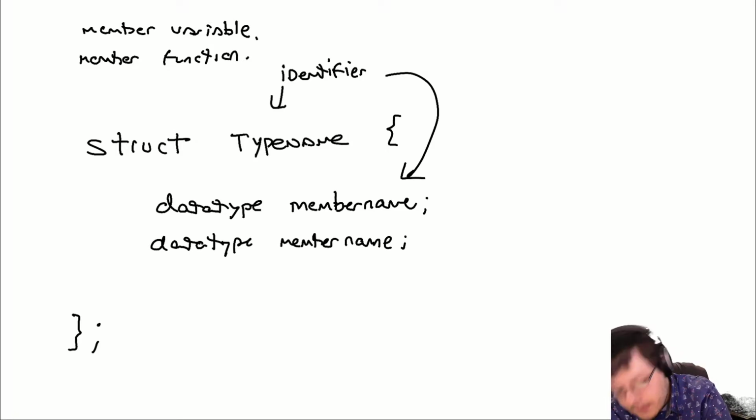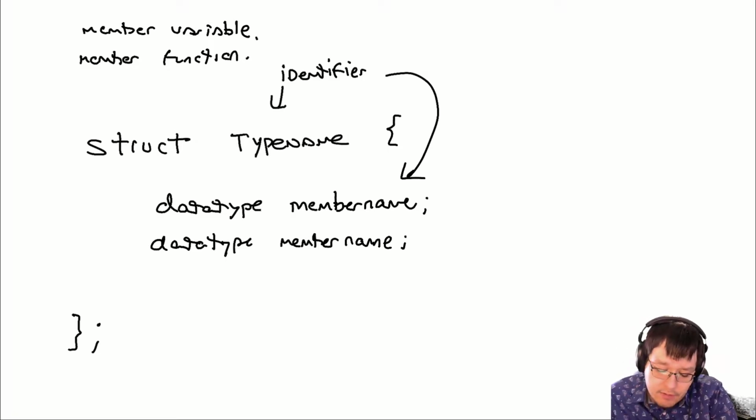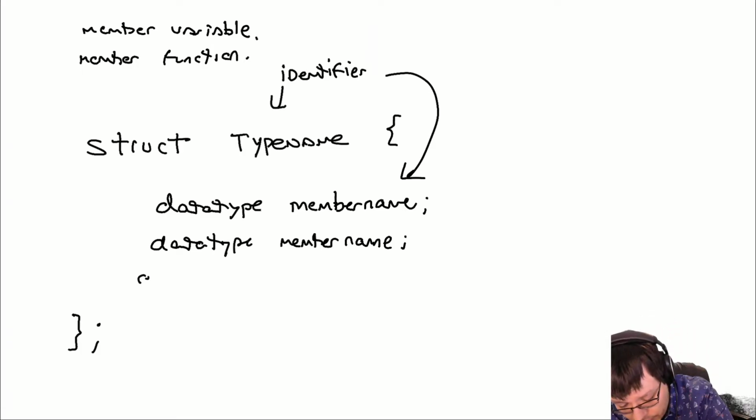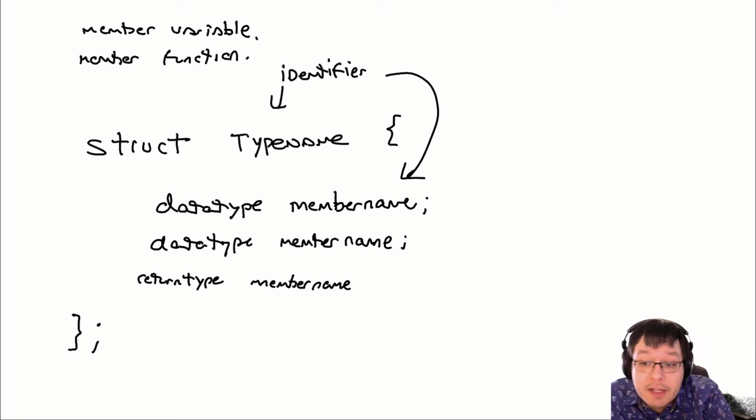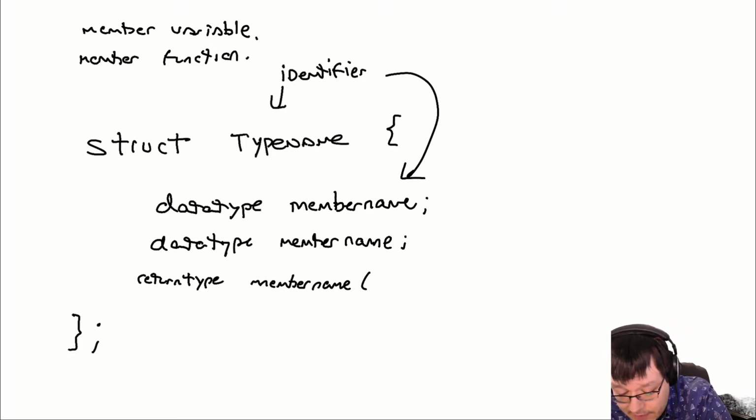Member name, same thing. Let's say you want to throw a function into the mix. For the function, it's basically the same syntax as a function. So you have your return type, your, I suppose, member name, since we're following the same syntax here. So the function name, basically. And then your parameters, if there's any.